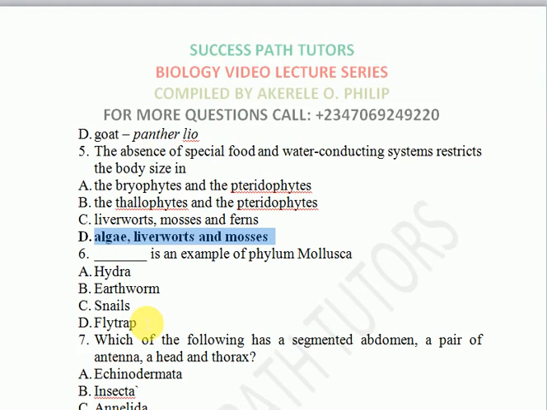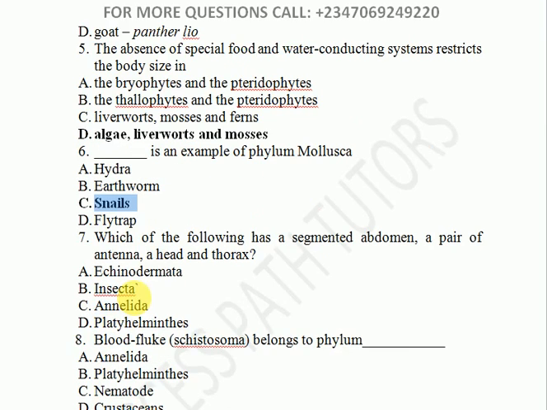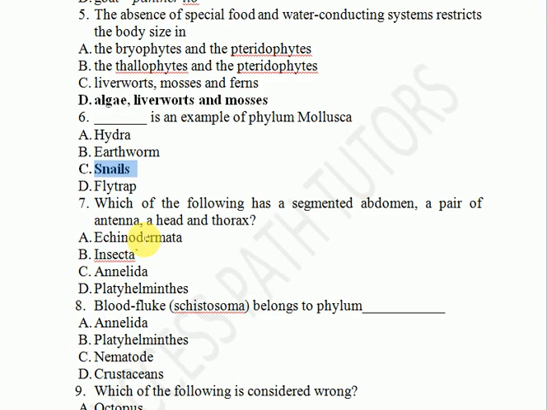Blank is an example of Mollusca. That is your snail, octopus. Those are examples of Mollusca. That's phylum Mollusca under kingdom Animalia. Which of the following has a segmented abdomen, a pair of antennae, and a head and thorax? That would be insect. That's class Insecta under phylum Arthropoda under kingdom Animalia.